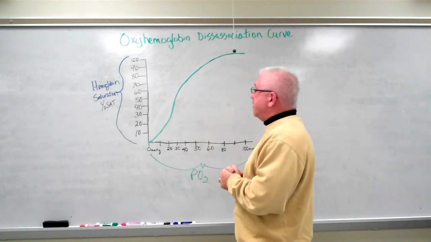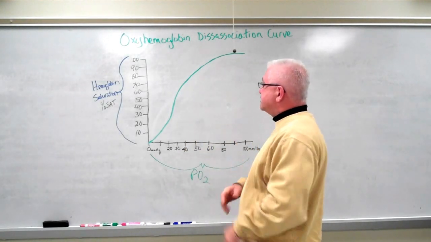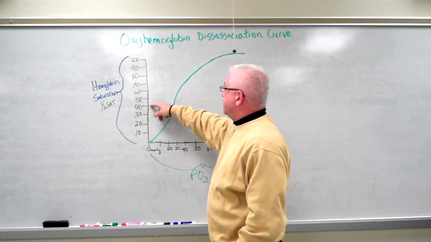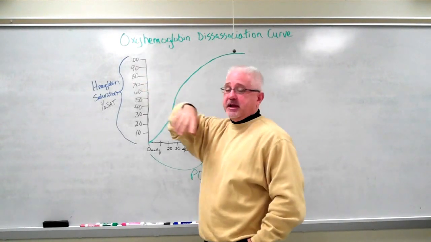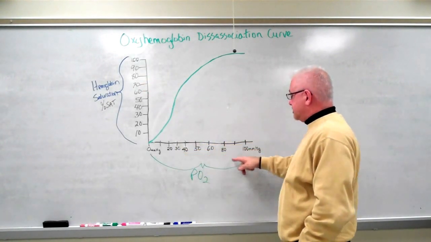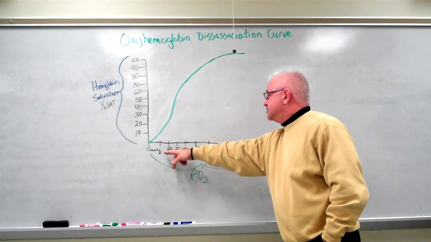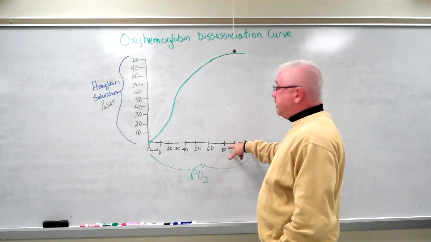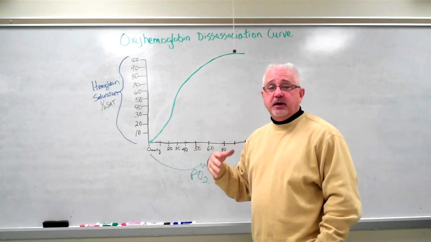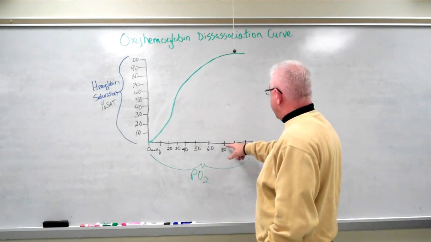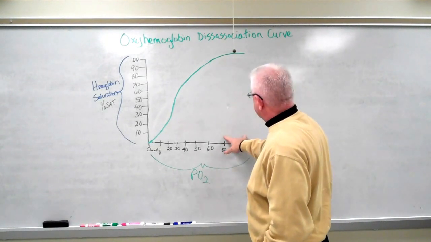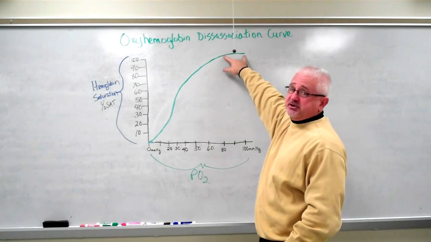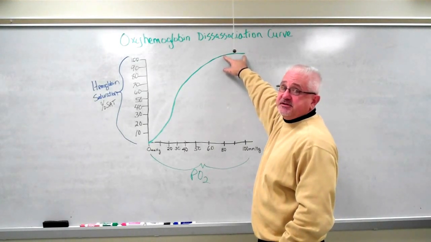But I want to show you a little bit about the oxyhemoglobin curve. First, on the y-axis is the hemoglobin saturation, and you'll see 10, 20, 30, 40, 50, 60, 70, 80, 90, 100%. And then you have the partial pressure of oxygen going from zero all the way to 100 millimeters of mercury. We know that the normal PO2 value in arterial blood is going to be between 80 and 100. When you look at this, if you go straight up the curve, you'll see that that is approximately the flattest portion of the oxyhemoglobin dissociation curve.